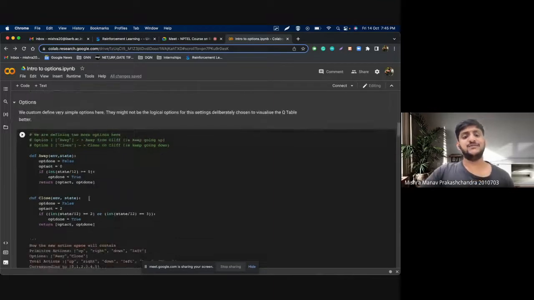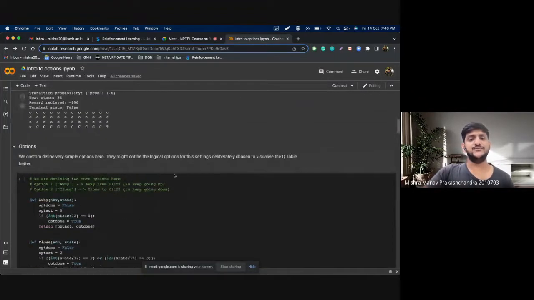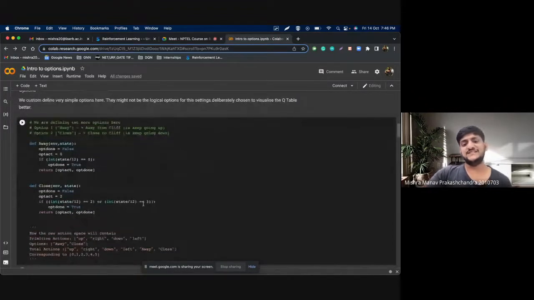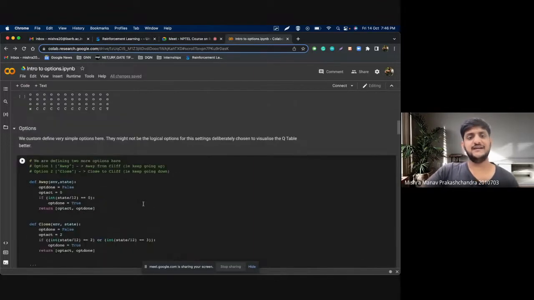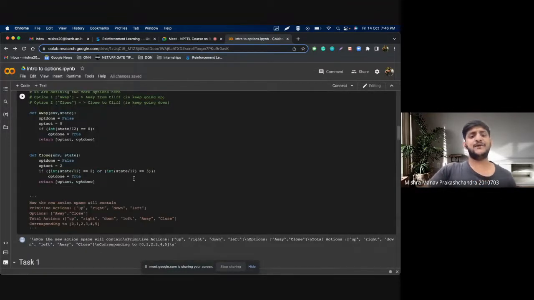Similarly in the close part, the action that I take is 2, which means go down. If my int state is equal to 2 or equal to 3, this corresponds to either the third row or the fourth row. If I'm at any of these two rows, not in the cliff of course, since if I am at the cliff, the episode terminates. The fourth row just contains two states. If I'm at any of these two states, then my opt done is true.